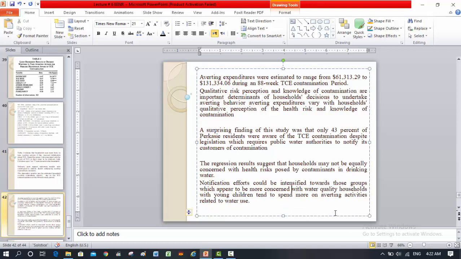Households with young children tend to spend more on averting expenditure related to water. This means that children are precious in every society. So having young children is one of the important determinants of spending on averting expenditure in order to avoid the TCE. Similarly, the other determinant is health risk. Those who are exposed more to the health hazards spend more on the averting expenditure.